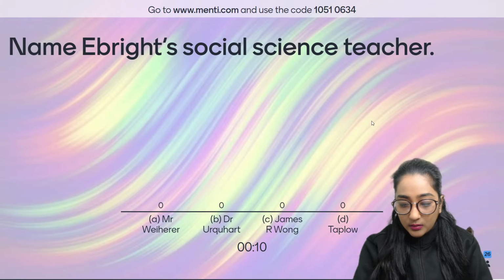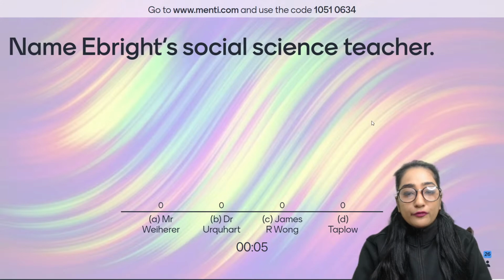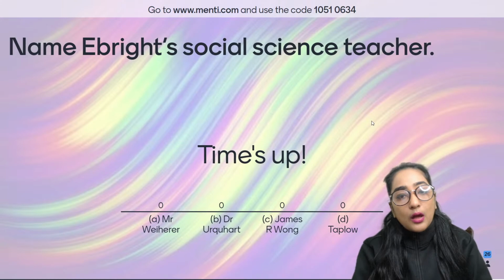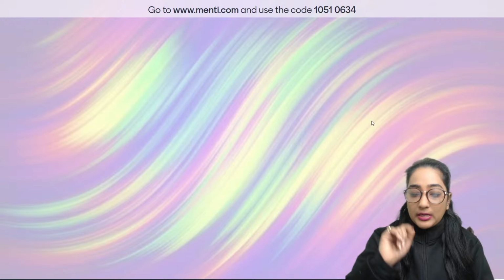What is the right answer? 5, 6, 5, 4. 3, 2, 1 and the time is up. All right. So what does it call for? Very good. 19 students. You guys are right about that. Let's have a look at the leaderboard.